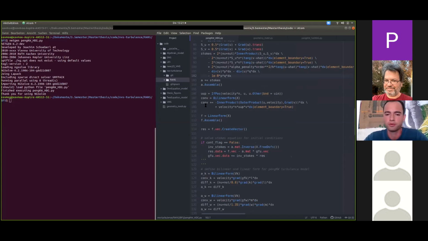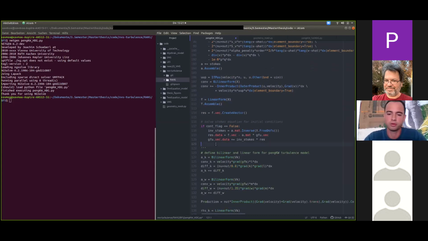For our convective term, we have to define our upwind velocity. If we have an inflow boundary, we have to use the facet tangential velocity or facet variable. And if we have an outflow, we use the one from the element, which is defined here and here at the element boundary. This is one integrator over the element. Then we define our right-hand side as well as a residual vector.